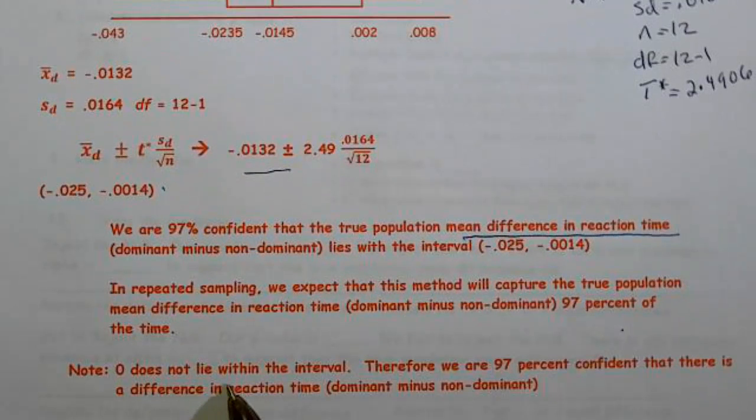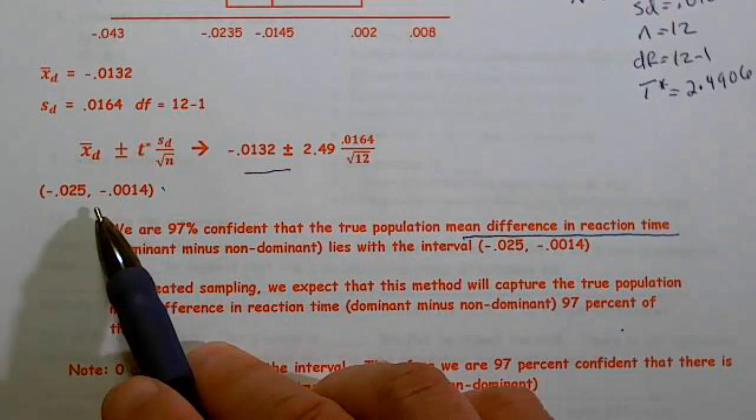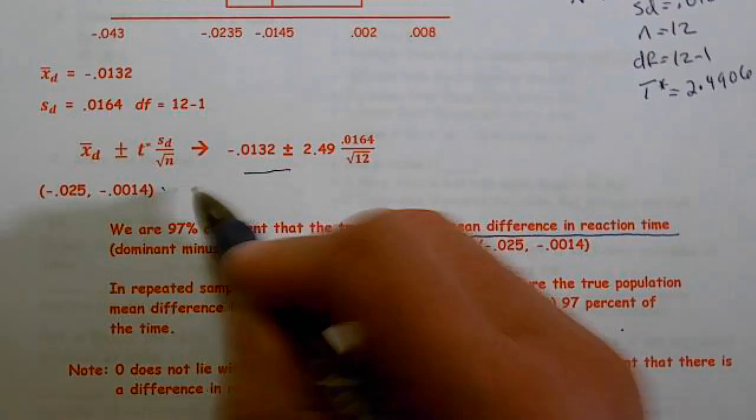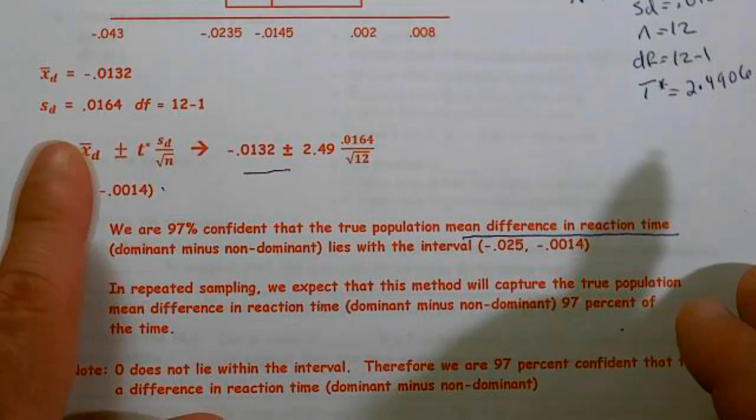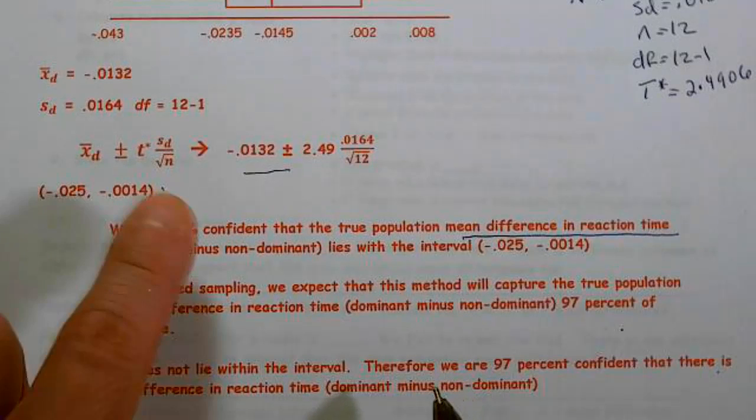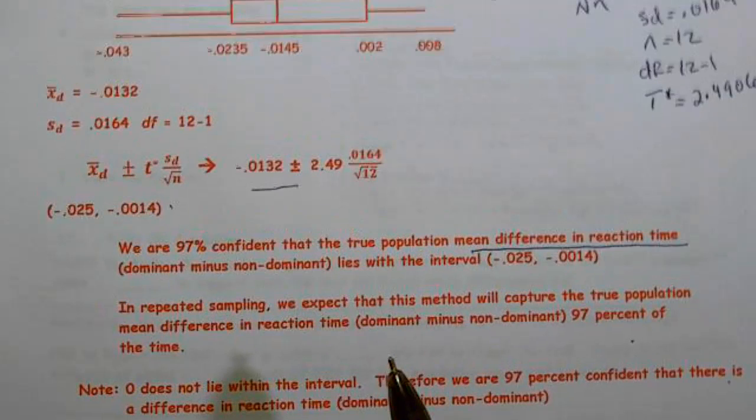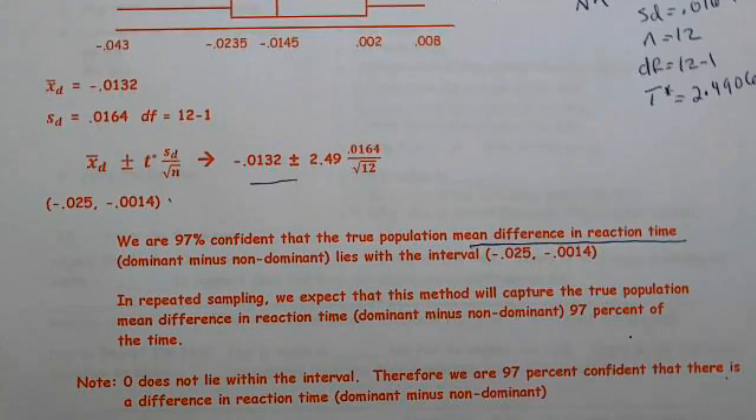And if we notice, this does not include 0. For it to have included 0, we would have had to go from a negative to a positive. So 0 does not lie within the interval. Therefore, we are 97% confident that there's a difference in reaction time. Matter of fact, we are confident that the reaction time for dominant is less than non-dominant. Okay, we are 97% confident that the reaction time in dominant is less than non-dominant because we ended up with negative values.